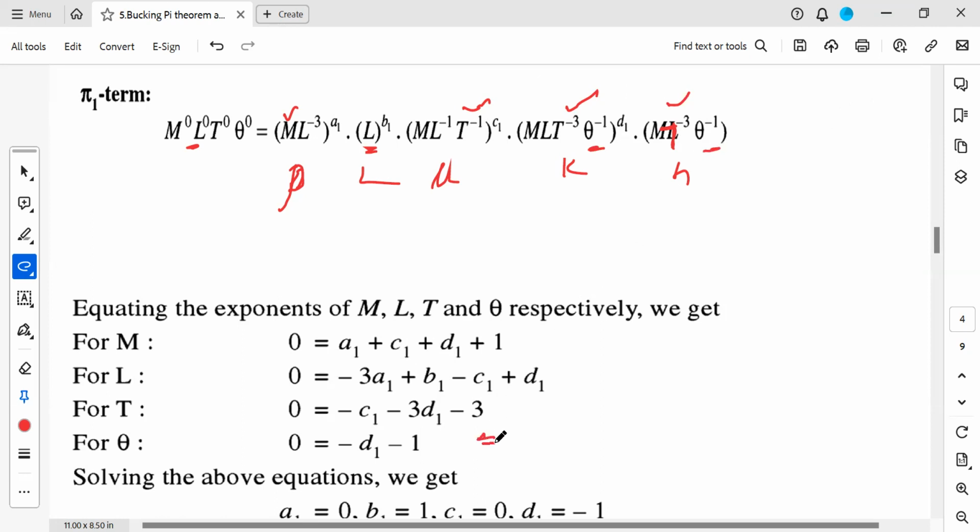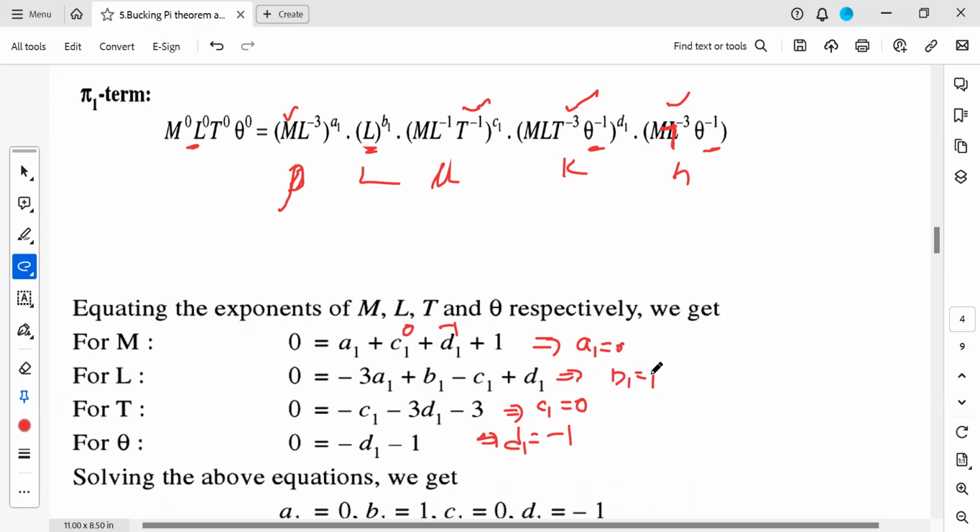From this we find the d1 value is equal to minus 1. Then you will get the c1 value is equal to 0. Once we know d1 is minus 1 and c1 is 0, automatically we get a1 is 0, and from solving the remaining equation you will get b1 is equal to 1.